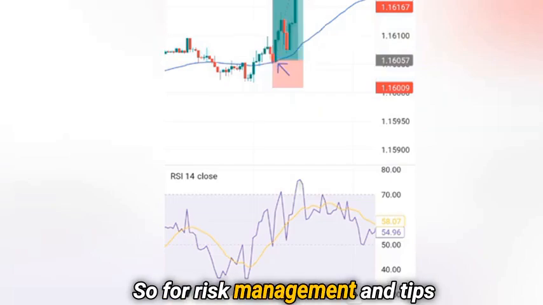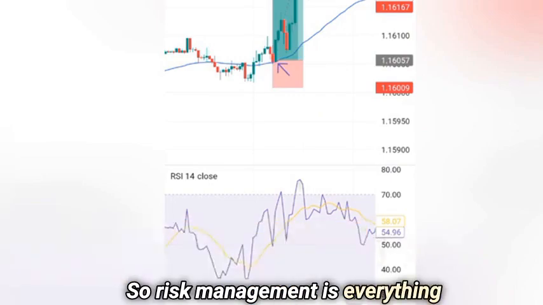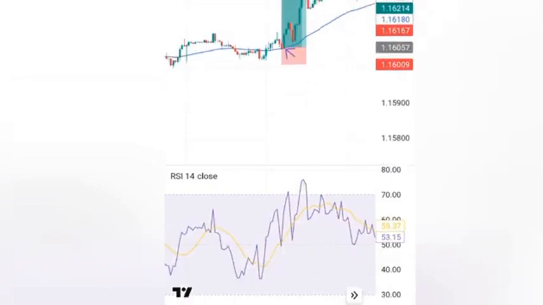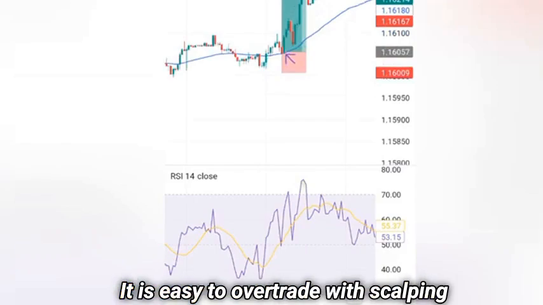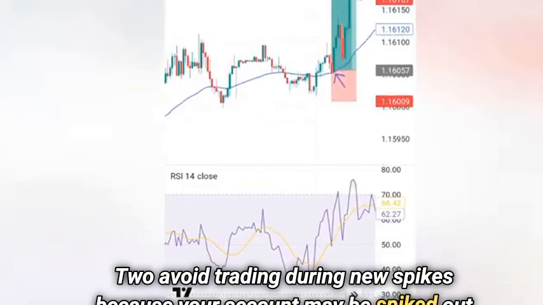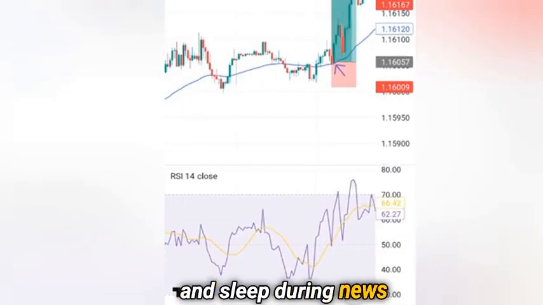So for risk management and tips, scalping is fast-paced, so risk management is everything. Here's my golden rule: risk only 1% per trade. It's easy to overtrade with scalping. Number 2, avoid trading during news spikes, because your account might get spiked out, spreads widen and execution can slip during news.